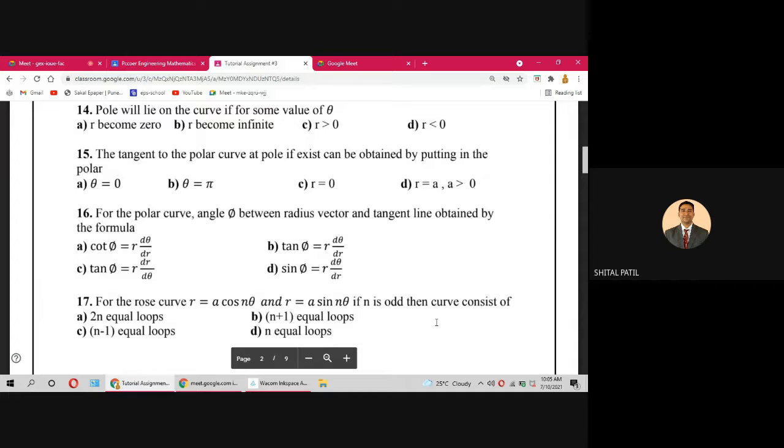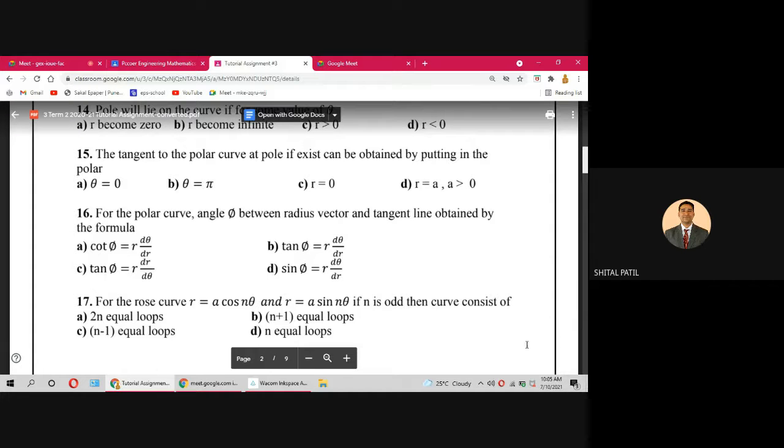For the polar curve, the angle phi between the radius vector and tangent vector is given by, who remembers this formula? tan phi equal to r d theta by dr. C option. Question number 16, C option.